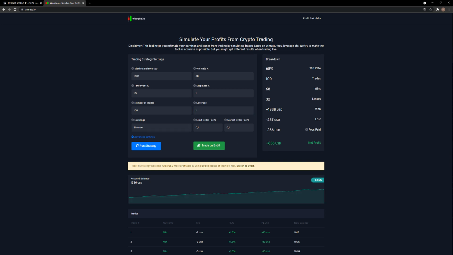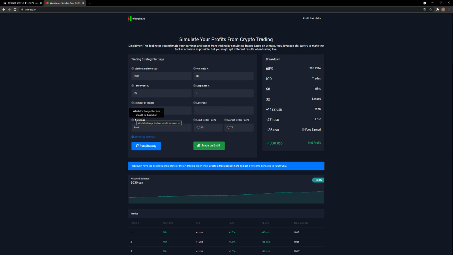We did it on Binance, we would have had $636 in profit. And if we would have done it on BYBIT, we would have made $1,030, which is way more than Binance. That is purely because of the fees you pay on Binance. If you use limit orders on BYBIT, it saves you money, you get money for it. So that is why, especially when I'm scalping, I always use BYBIT and not Binance.